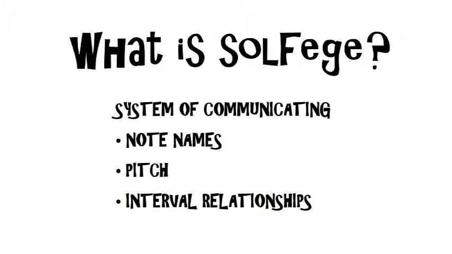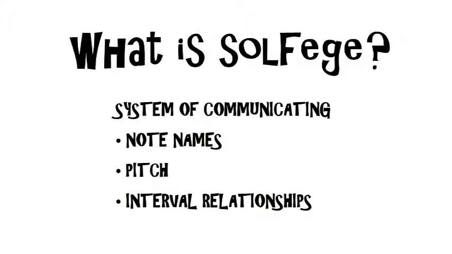But if I gave you Do, Re, Mi, Fa, So, and sang it, Do, Re, Mi, Fa, So, not only would you know the names of the notes, but you'd also know how they sound. Do, Mi, So. Solfege also allows you to understand the interval relationships according to how they sound.